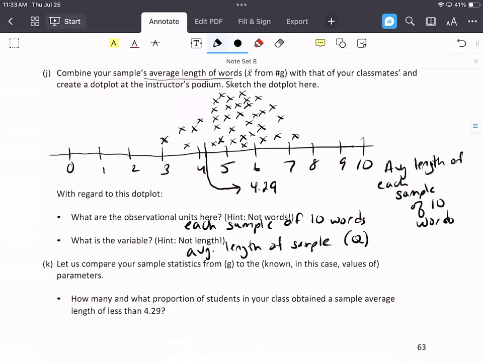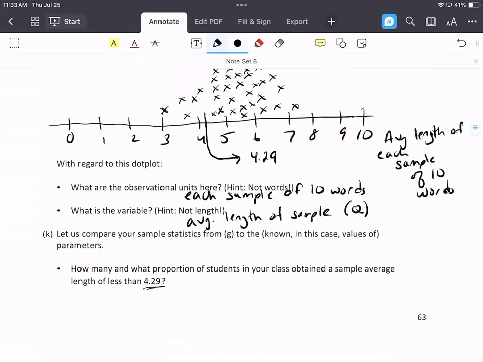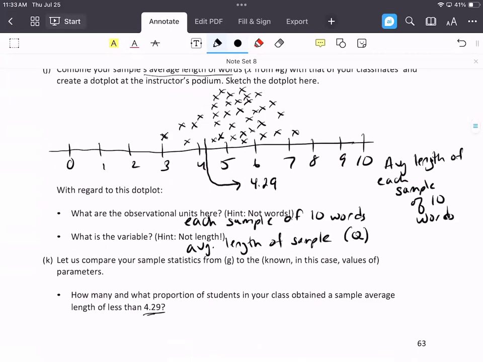So now let's compare our sample statistics from G to the known values of the parameter. I put 4.29 already in there. Do you think that this looks like we're close to estimating 4.29? I guess what I'm asking is, do you think there are roughly the same number of X's on each side of 4.29? And hopefully you say definitely not. We seem to be way higher. So I'd say that it is definitely bigger than 0.5. We're not going to do the actual count. You're welcome to in this class.